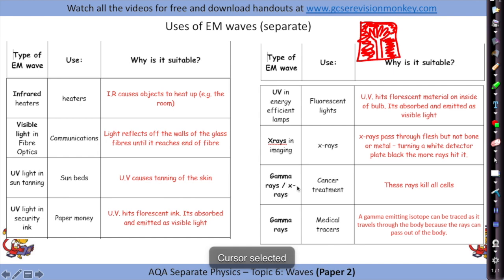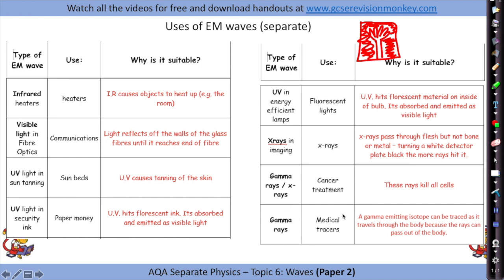Okay, gamma rays and X-rays, well, they're used for cancer treatment. That's simply because they kill all cells, and they'll be shone at the cancerous cells. But then the source will be moved around the patient so that the healthy cells don't receive too much of a dose. They're kind of trying to spread the harm done across the healthy cells.